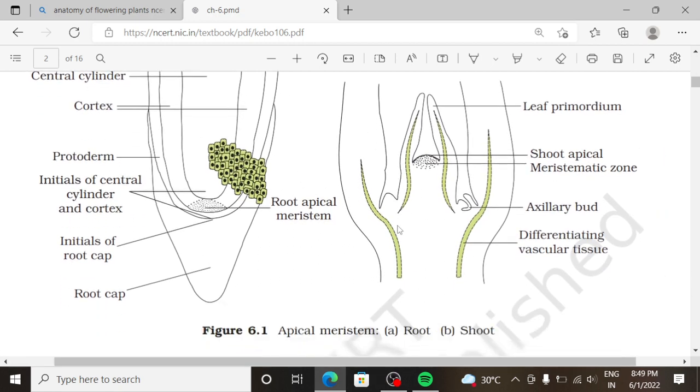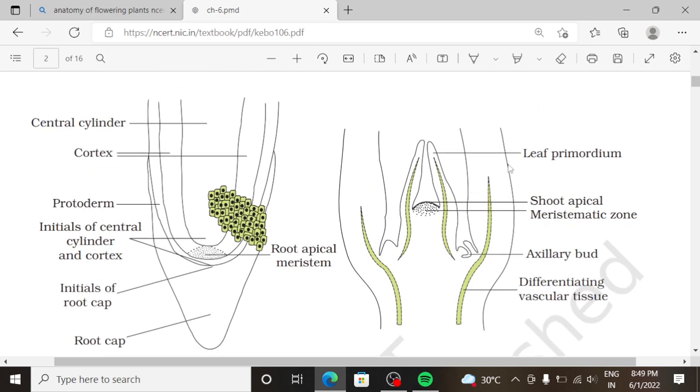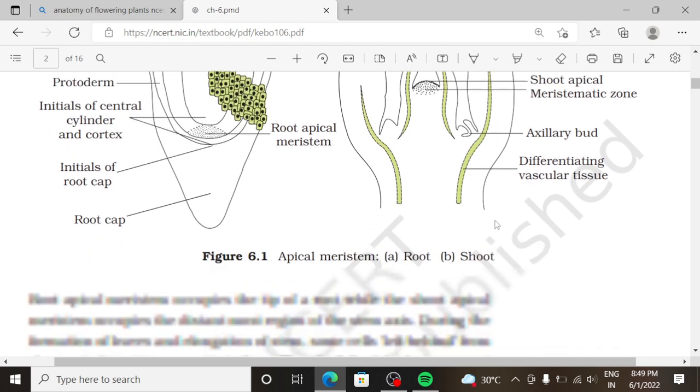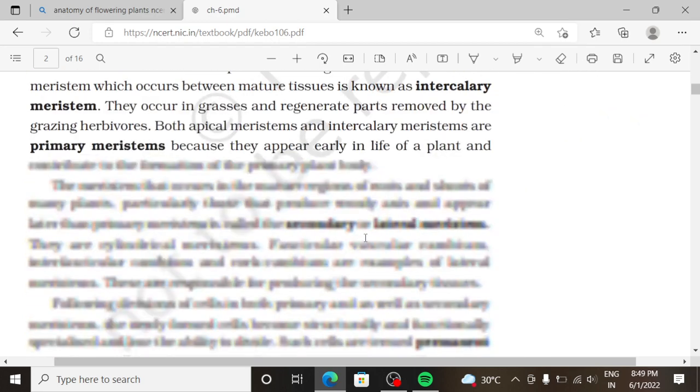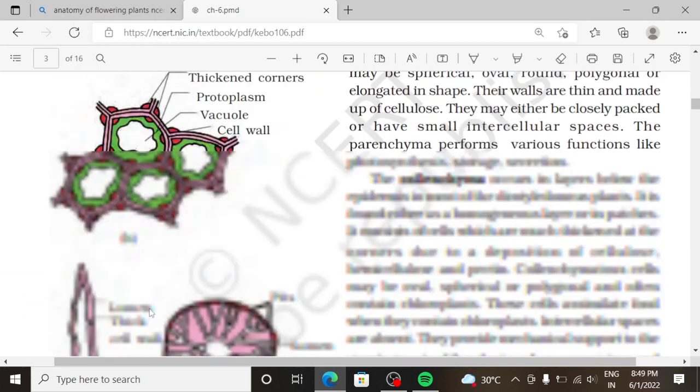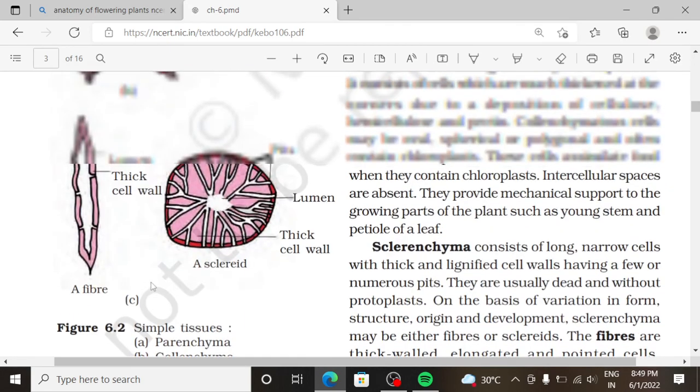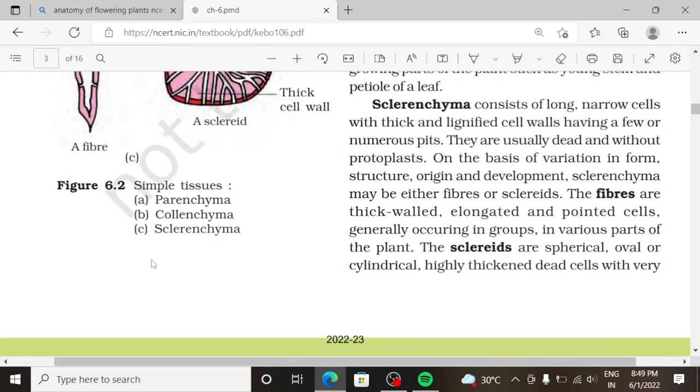The second diagram is of the shoot. You can see here the leaf primordium, shoot apical meristematic zone, axillary bud. It is bud, not board. Differentiating vascular tissue. So you can see here the parts. The next diagram is of the simple tissues, which are parenchyma, collenchyma and sclerenchyma.